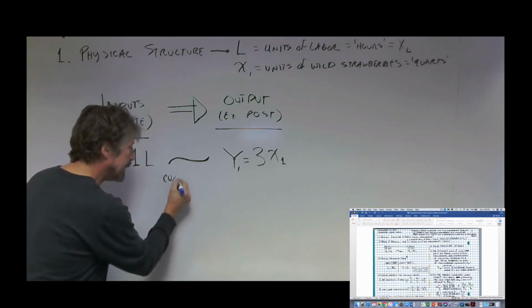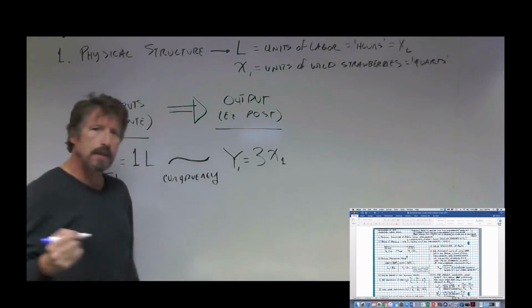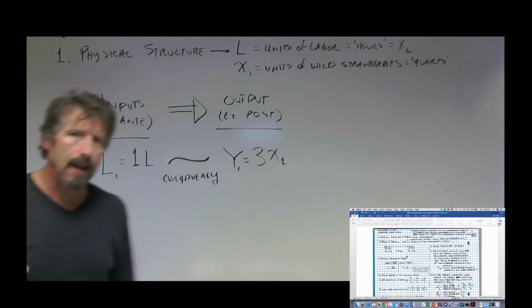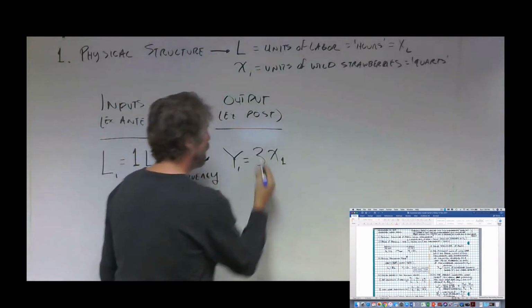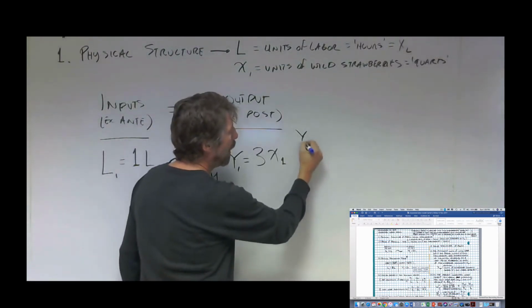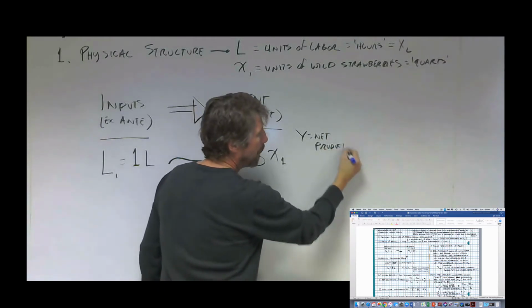All right, so this is going to be a congruency relation. You have a congruency between the quantity of living labor and the quantity of newly created net output. That's going to be your net output. All right, this is where Y is your net output. Y is equal to the net product, which I think is a better way to do it.